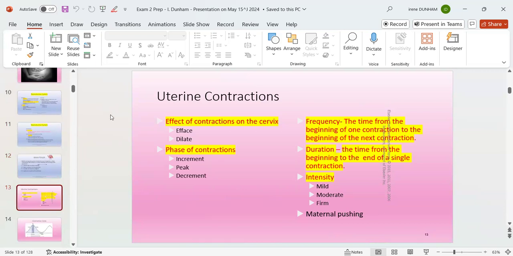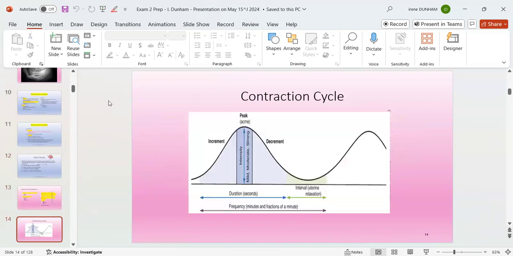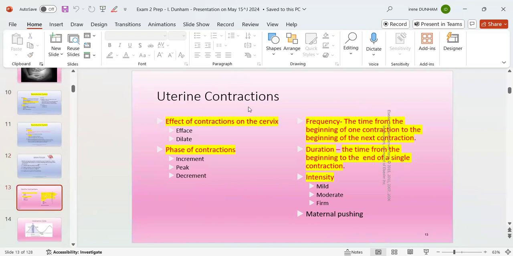All right. Now we're going to go into and discuss contractions, okay? Because there will be a question about the contractions. So I want to make sure that you're well versed on that. So the contraction, what do you think contractions do? What's their purpose?